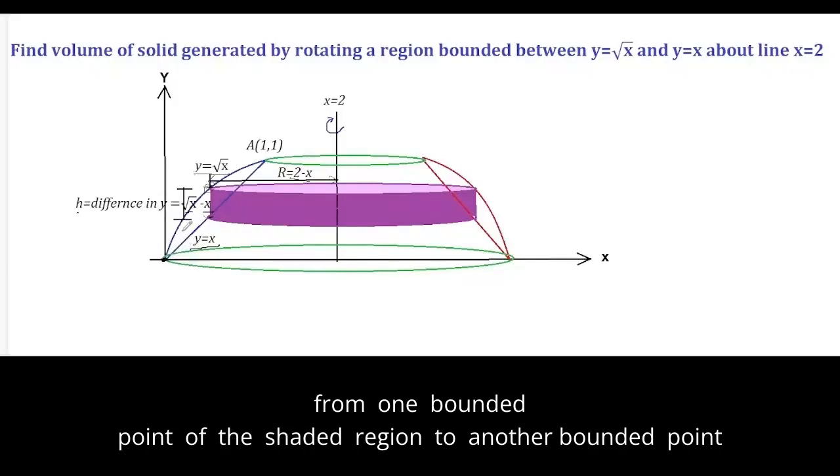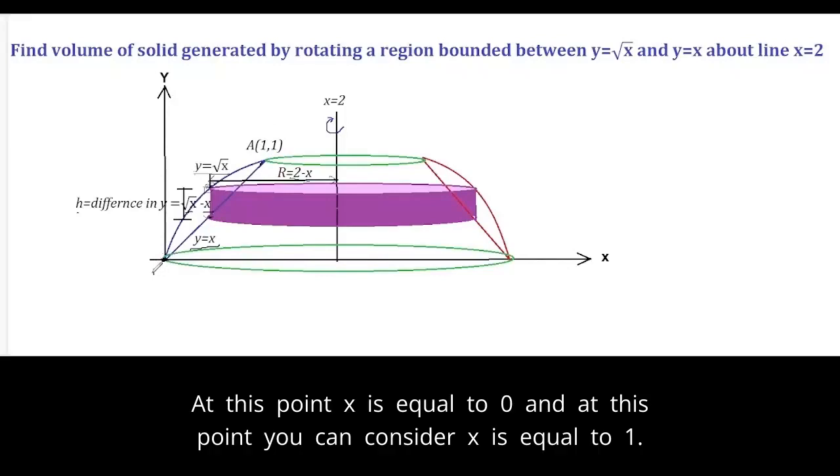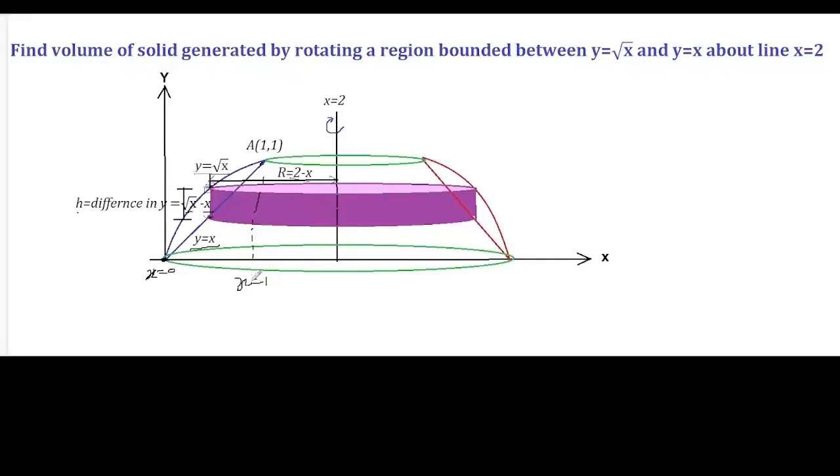from one bounded point of the shaded region to another bounded point, that is from the origin, 0 0, to the point 1 comma 1. At this point x is equal to 0, and at this point you can consider x is equal to 1.